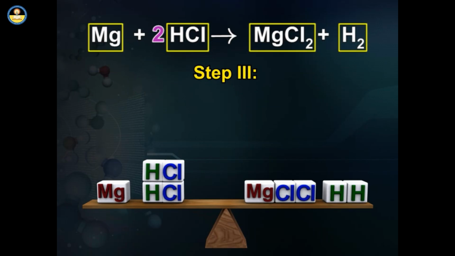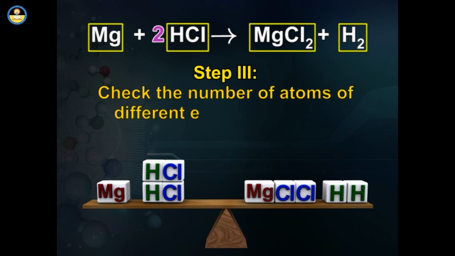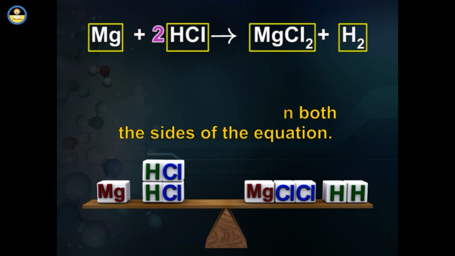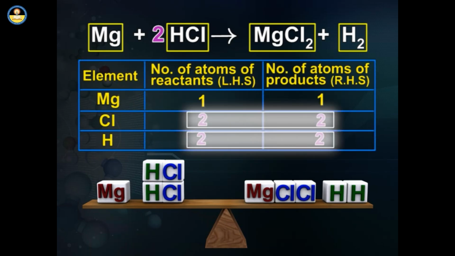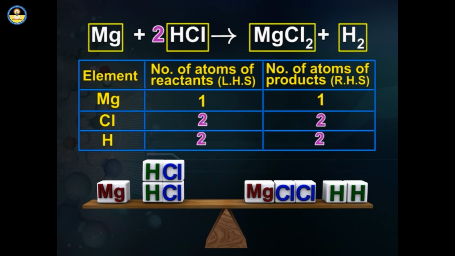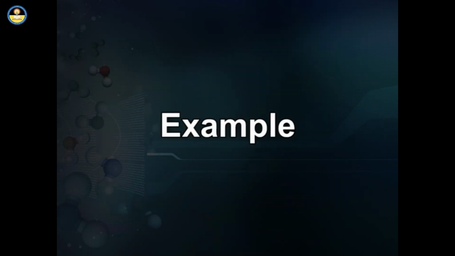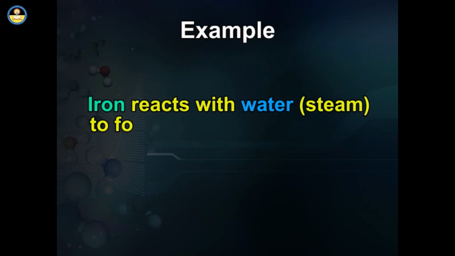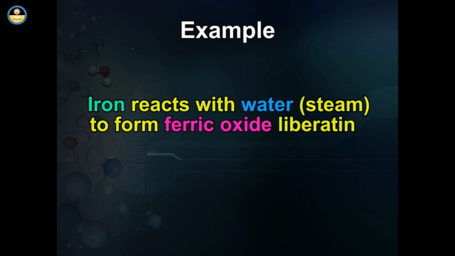Step 3. Now check the number of atoms of different elements on both the sides of the equation. These are equal. This means that the equation is balanced. Let us take another example. Iron reacts with water to form ferric oxide, liberating hydrogen gas.